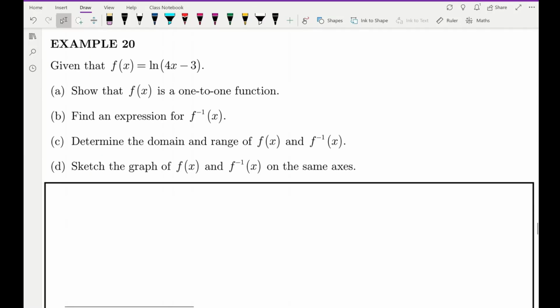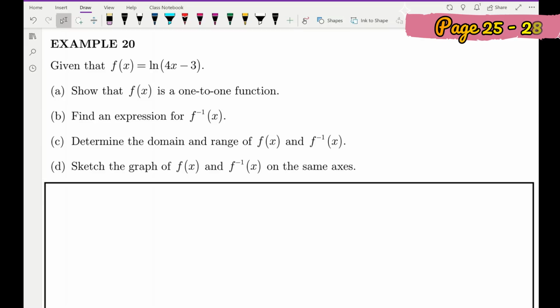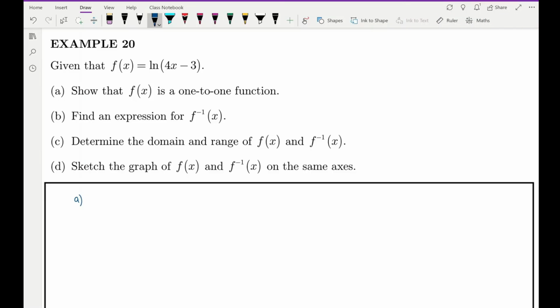Example 20. Given that f(x) equal to ln(4x minus 3), show that f(x) is a one-to-one function. By using the algebraic method, we can show that f(x) is a one-to-one function using substitute x1 and x2.